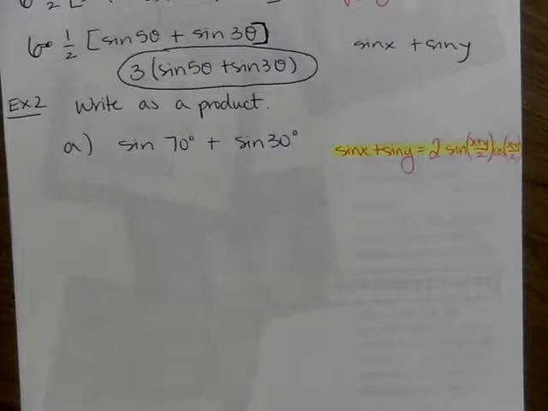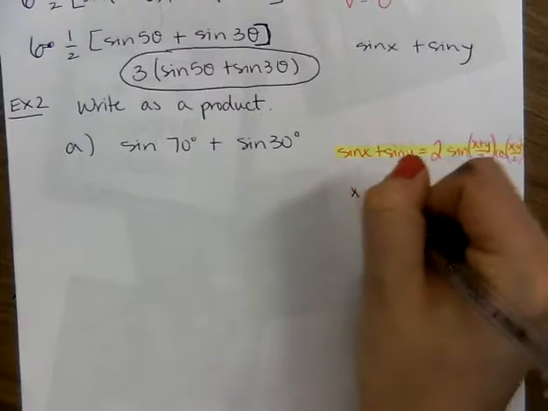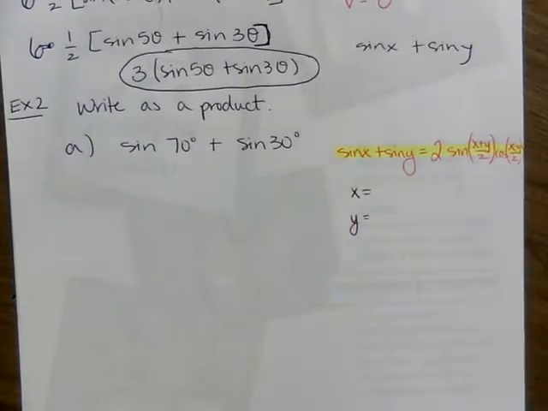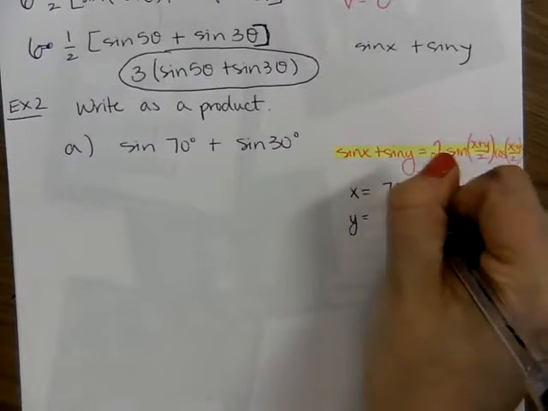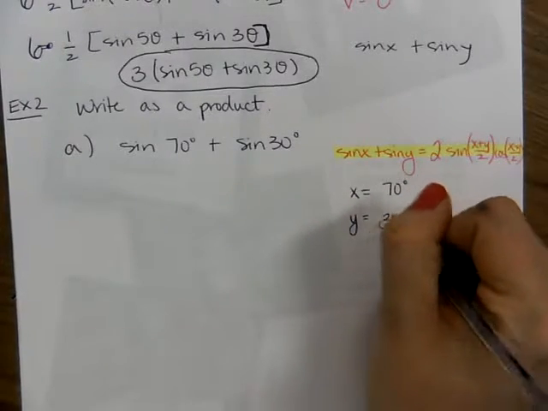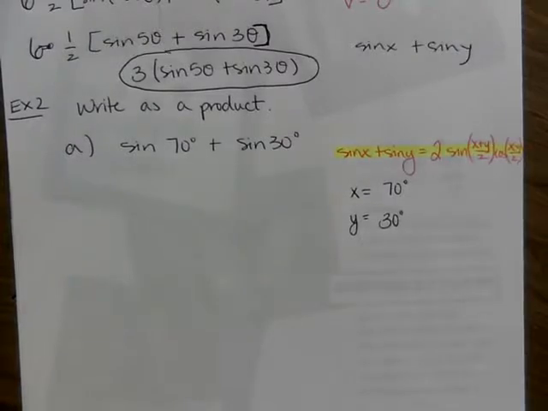Okay, so just like before, you want to identify your pieces before you plug it into the formula. So now this time we want to find an x and we want to find a y. So what is x? 70 degrees, and y is 30 degrees. Okay, so now we substitute it in.